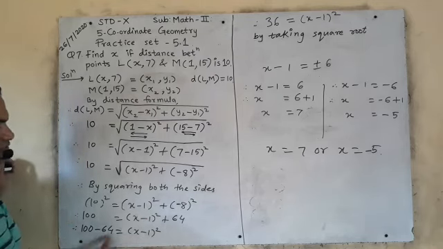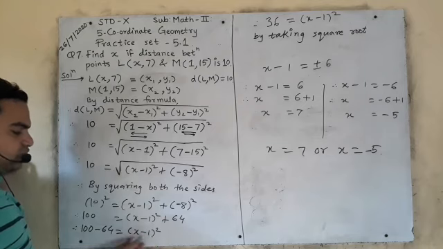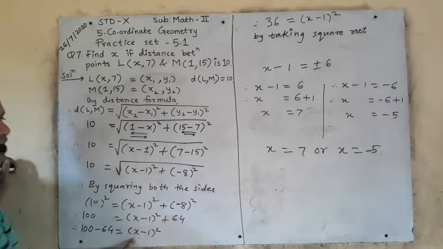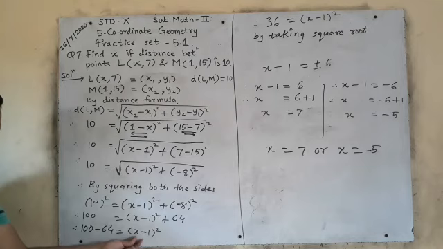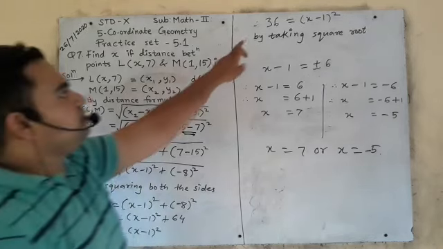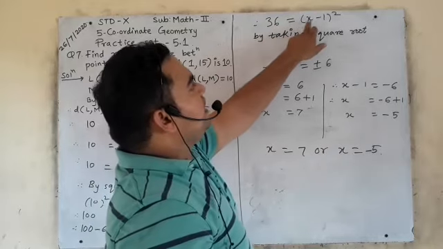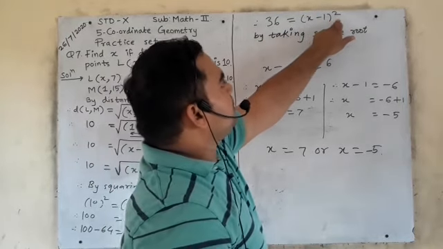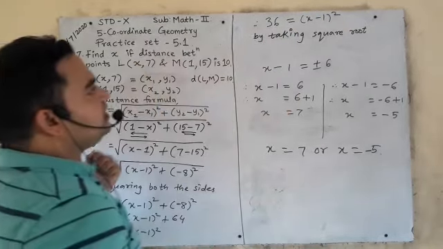100 minus 64 will be, this will be as it is. Why? Because in bracket one of the coordinate is not given, so it will remain as it is. 100 minus 64 will be 36 is equals to x minus 1 as it is, right? Square. So now we will take this square by taking square root.